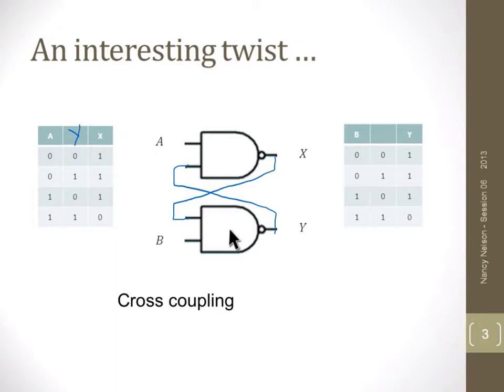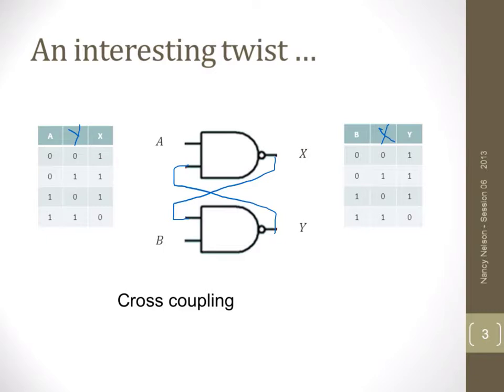Now if we look at the bottom NAND gate, we can see that it's dependent on an input of B and X. So let's fill in the truth table for the second NAND gate over here. And again, we can see the normal behavior for a NAND gate. Both inputs are high, we'll get a 0 out. Any other time, we're going to get a high out.